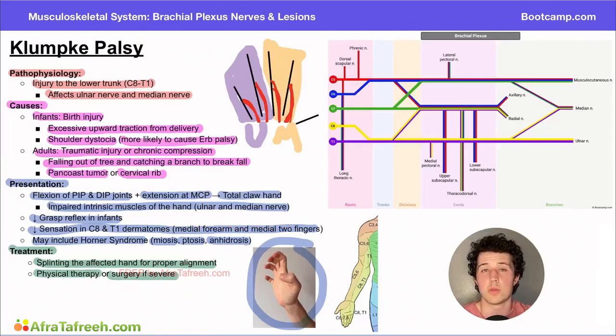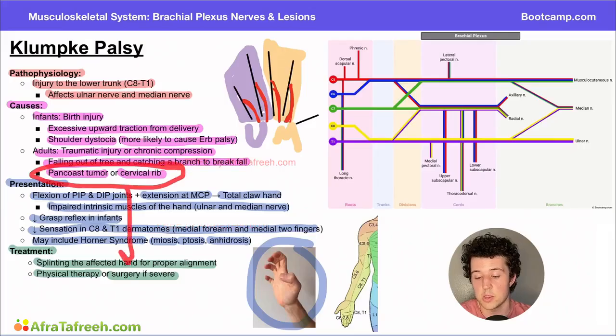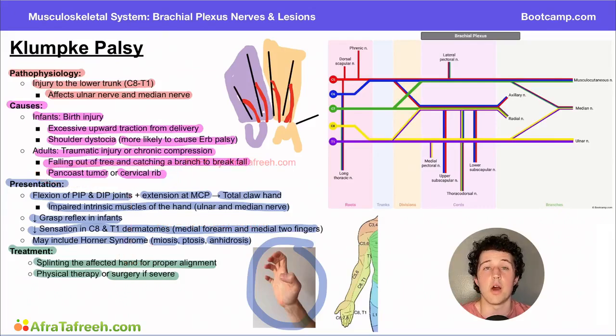And it is always worth mentioning that the most fundamental way of treating something where you understand the underlying cause is to address that underlying cause. So in the event that we have Klumpke palsy from a Pancoast tumor or a cervical rib, then surgery to remove that underlying cause will be the primary objective of treatment. All right, let's do a recap and then we'll do a short practice question together.